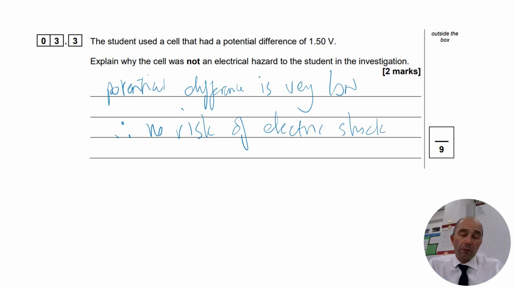So remember, this is worth 2 marks. So it's not just a case of making 1 point, we need to be making 2 points. So we can either say there's no risk of electric shock or there's no risk of electrocution. Either way, you get that 2nd mark. Now that question's out of 9 marks. Well done if you got 9.